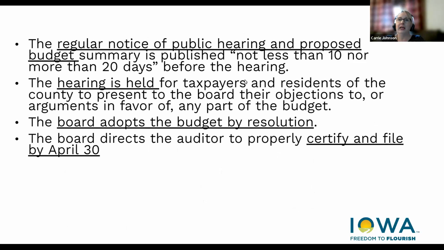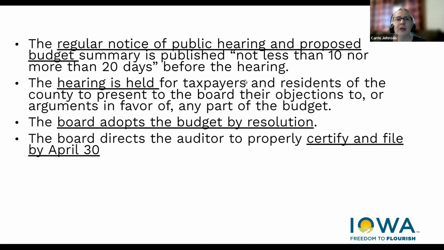The next step is that your board sets a hearing date for just the regular budget hearing. So that would be a hearing on the entire budget. So not just the tax, but the expenditure side as well and all other revenue. So they'll publish notice of that hearing, not less than 10, no more than 20 days before the date of the hearing.